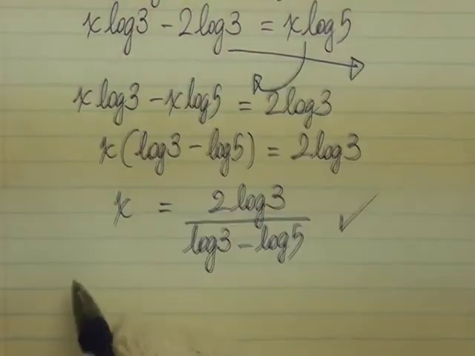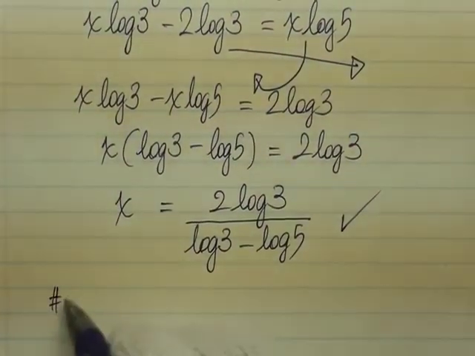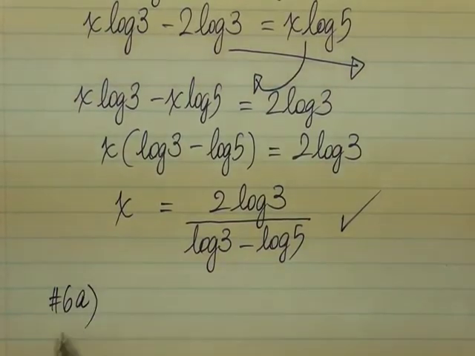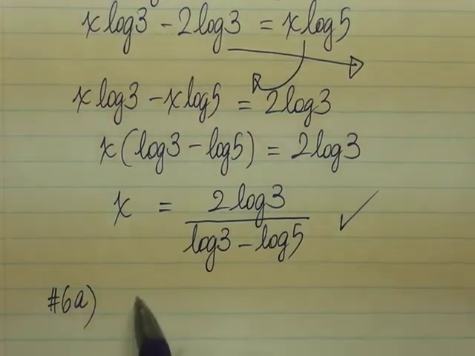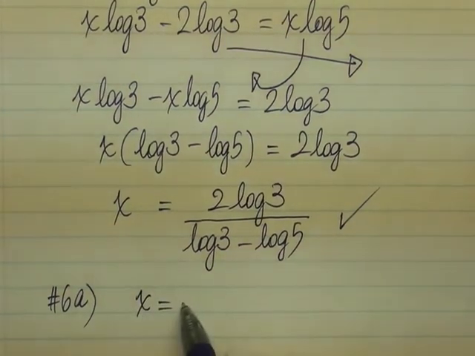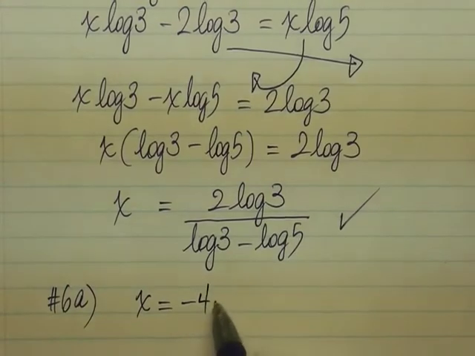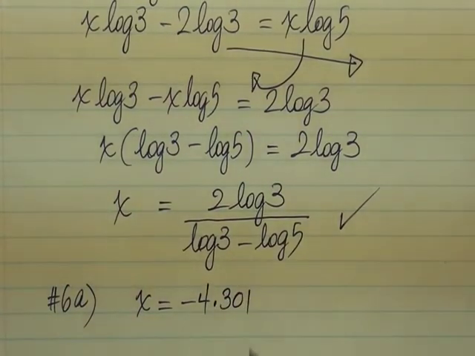And then question number 6a says find what that is to 3 decimal places. So to 3 decimal places, x is equal to negative 4.301.